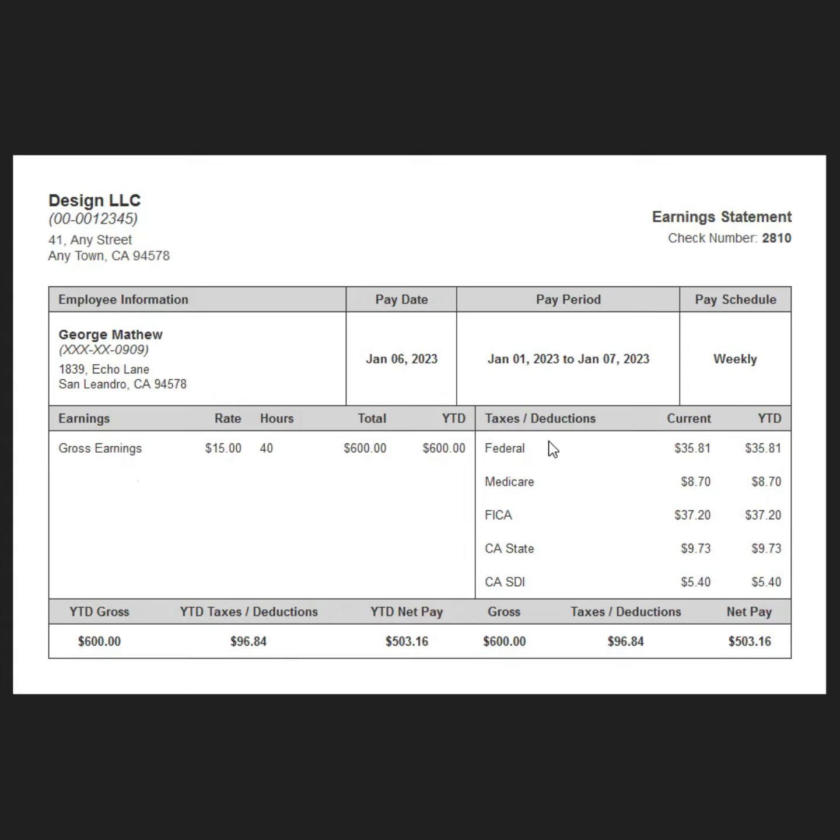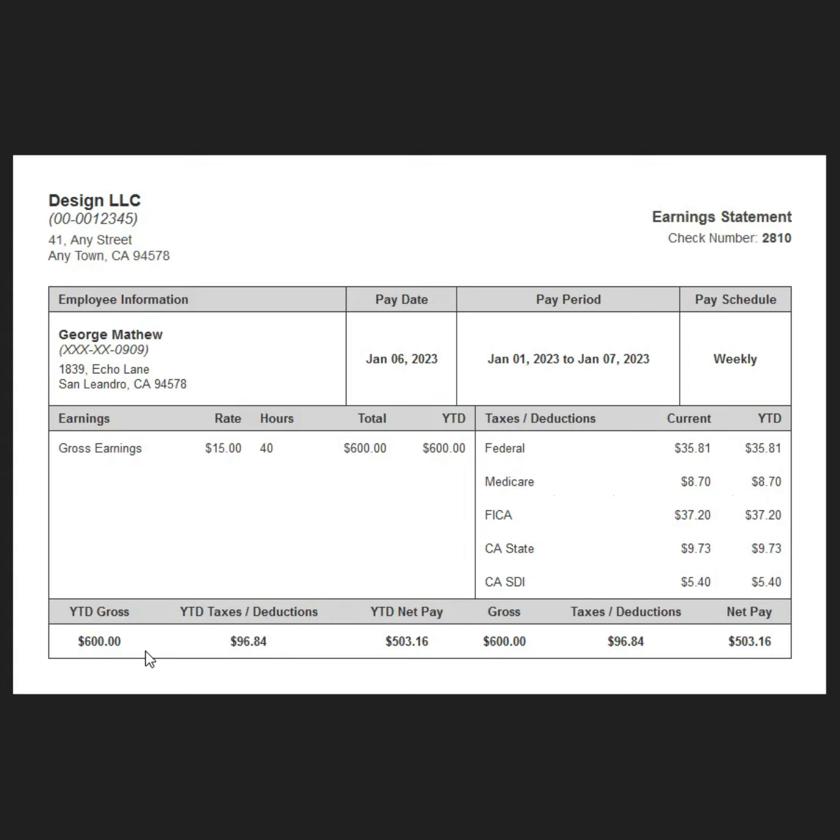Then you have your taxes and deductions, right? So your federal, they're going to take some money out. Your state, they're going to take some money out. Your medical, Medicare, Medicaid, they're going to take some money out. Social Security, FICA is another one. You're going to see that on there. They're going to take some money out of your check.